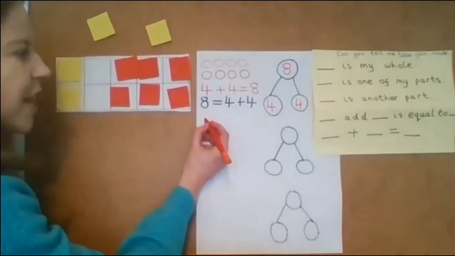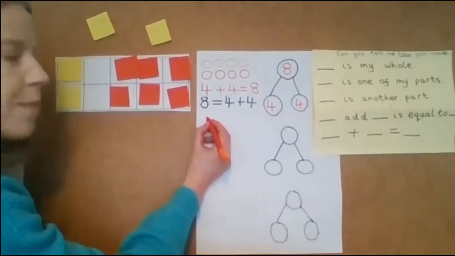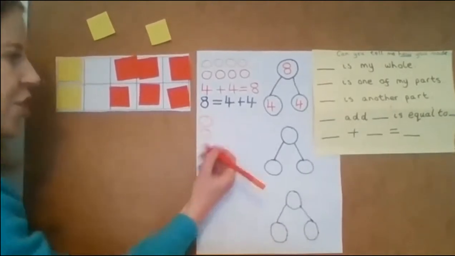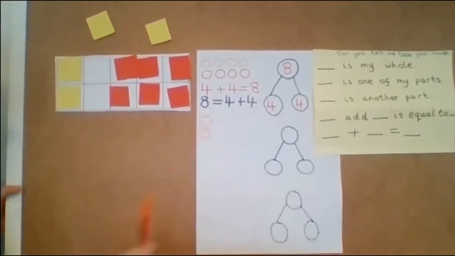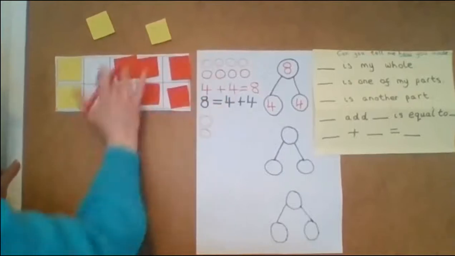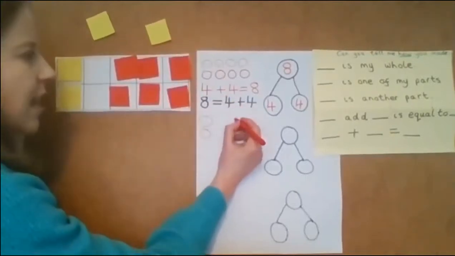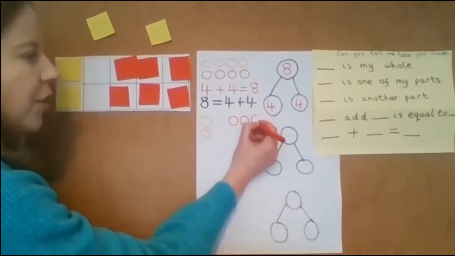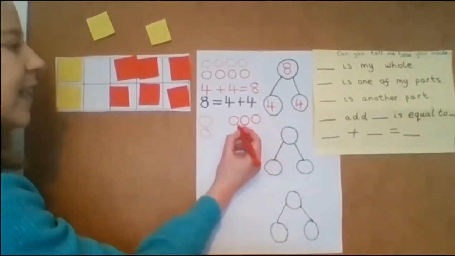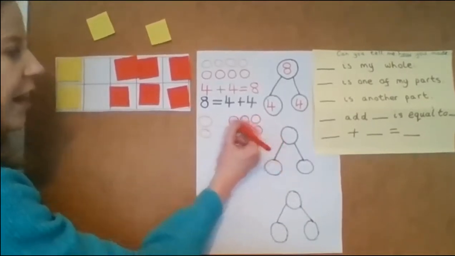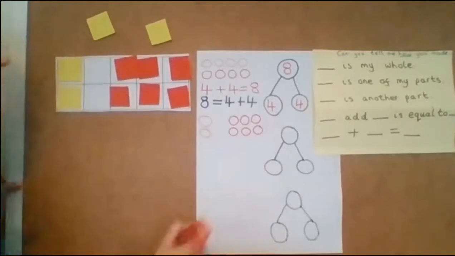So I had 2 yellow counters. So on your piece of paper, draw 2 yellow counters. 1, 2. So we're right next to each other on this side. And then I had my other counters on the other side, and I had 3 on the top, draw 3 on the top. 1, 2, 3. And then I drew 3 on the bottom. 1, 2, 3. So 3 add 3 is 6.